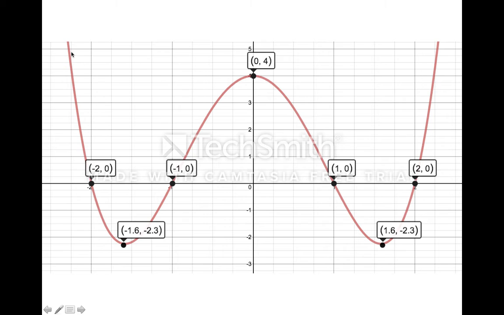This function is decreasing from negative infinity until we get to this local minimum at negative 1.6. So it's decreasing from negative infinity to negative 1.6. Between negative 1.6 and 0, it's increasing. Between 0 and 1.6, it's decreasing. And between 1.6 and infinity, it is increasing.